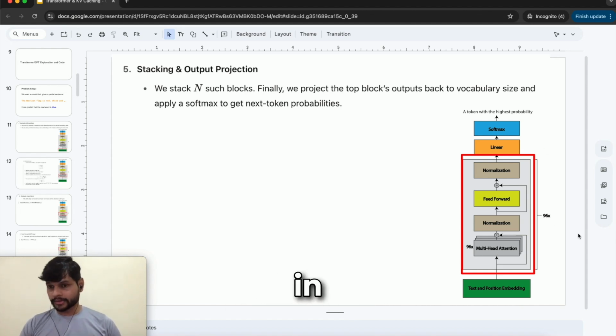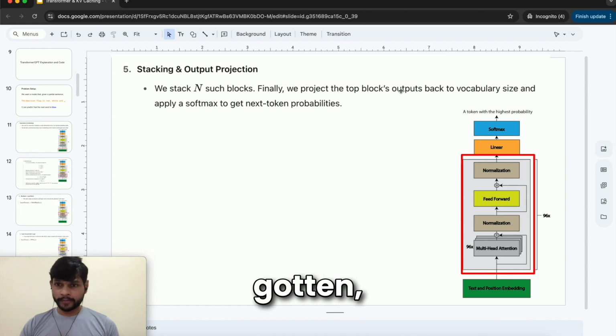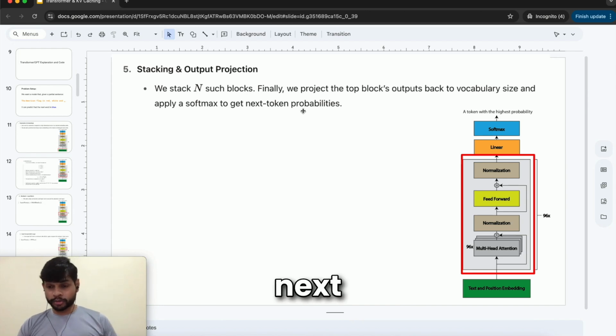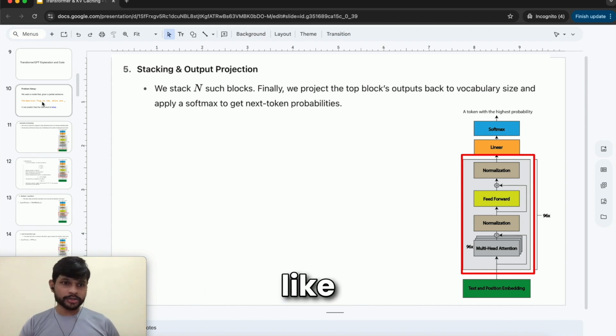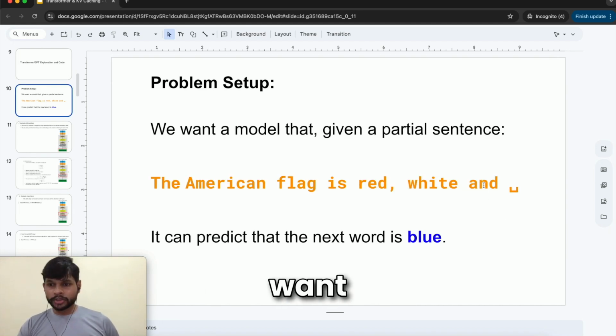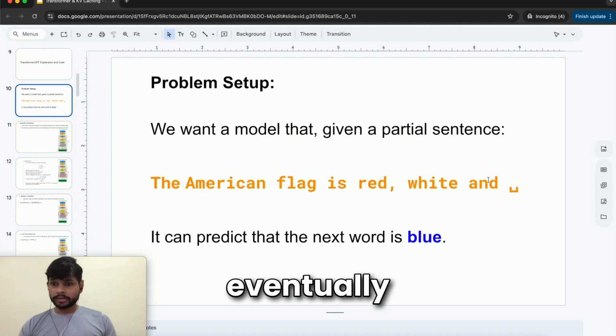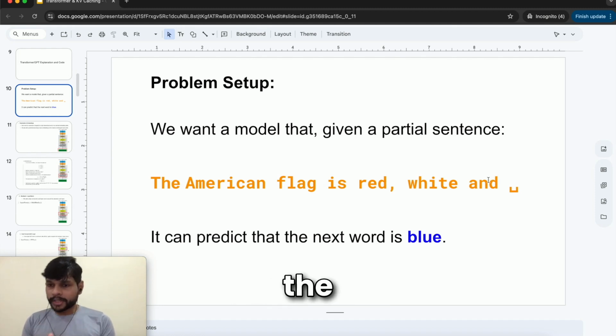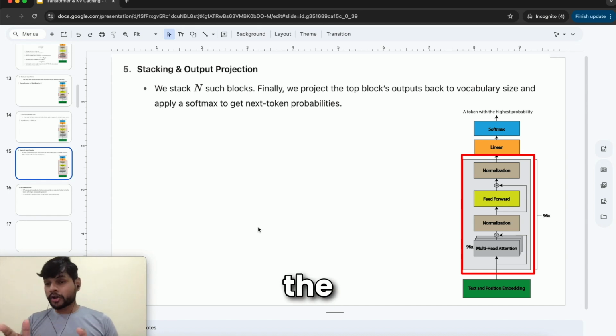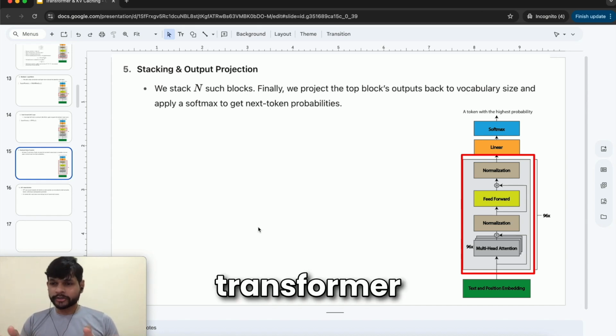And these blocks are in series, in fact, and after the final block output is gotten, we project it back to the vocabulary size, and from that we get the next token probabilities. Just like I mentioned before, we want to transform the vector corresponding to "and" in such a way that eventually it gives us the probabilities of the next word, and hopefully the correct word will have a very high probability. So this is the overall idea of how the transformer architecture works.